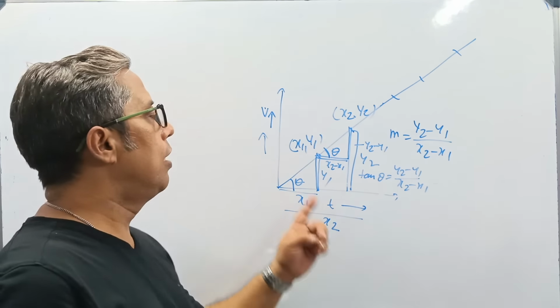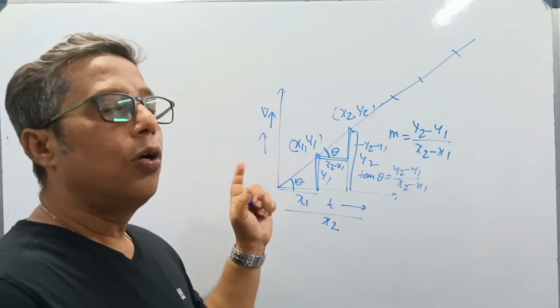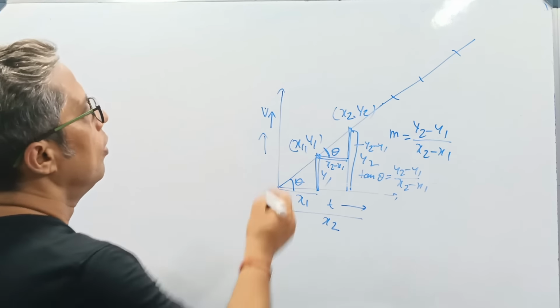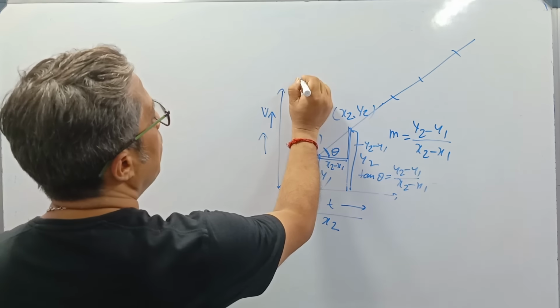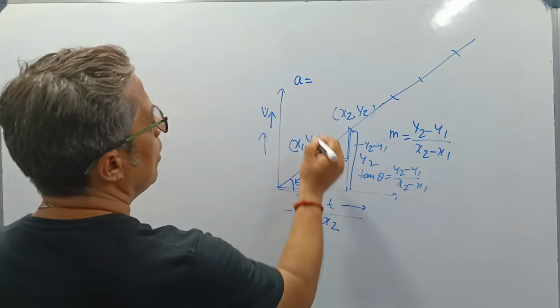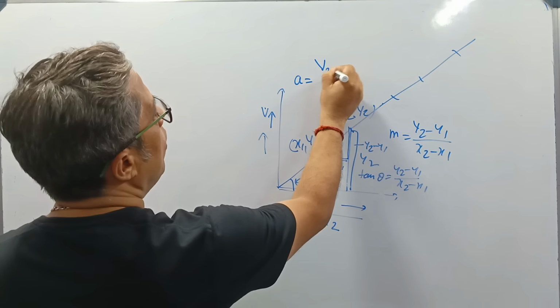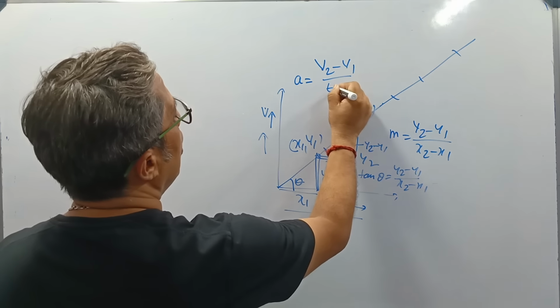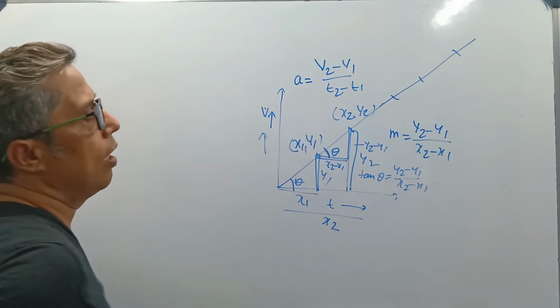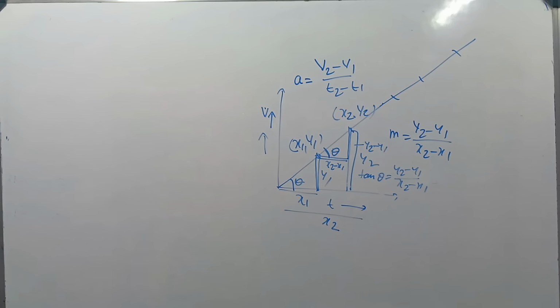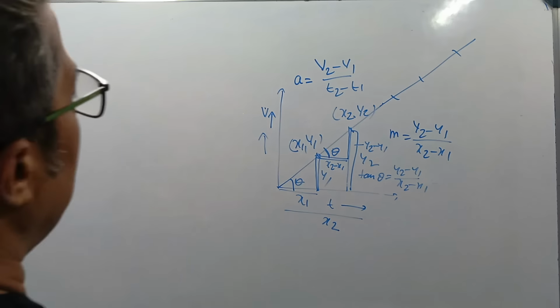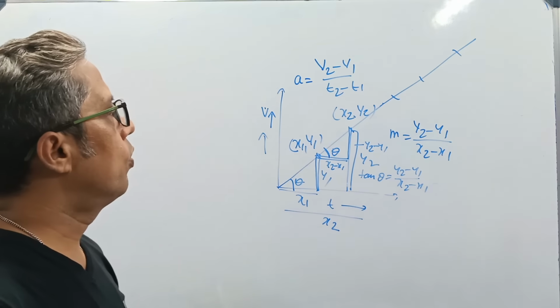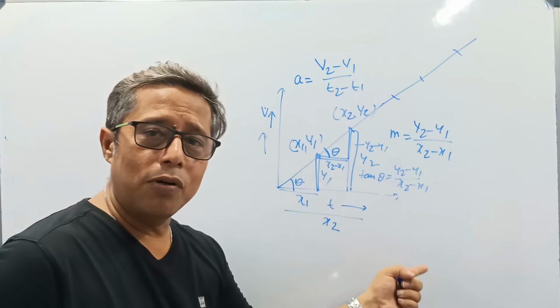Now, here is the v-t graph. What will be the slope of the v-t graph? The slope of the v-t graph is called acceleration. So acceleration will be (v2 minus v1) by (t2 minus t1). I hope you can see my screen perfectly. Yes. So acceleration is (v2 minus v1) by (t2 minus t1). This came from the concept of a straight line.